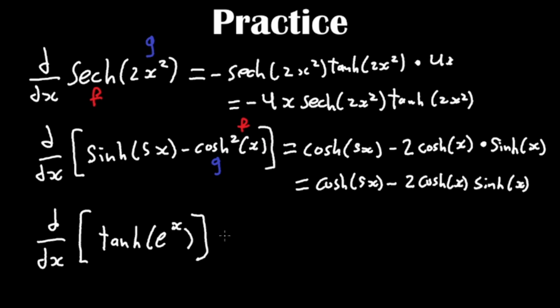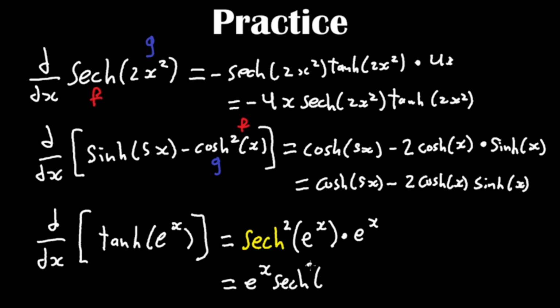Alright, so what's the derivative of hyperbolic tangent of e to the x? We know our outside function is hyperbolic tangent, and our inside function is e to the x. So the derivative of the hyperbolic tangent is hyperbolic secant squared. So sech squared, and then we evaluate at the inside, multiply by the derivative of the inside, which is e to the x.